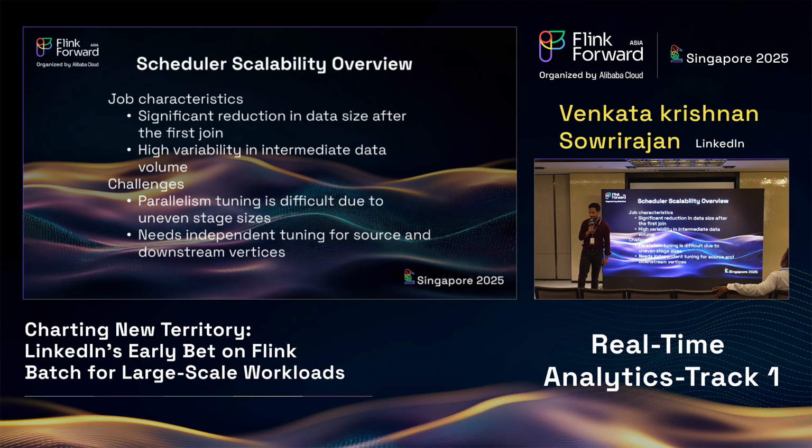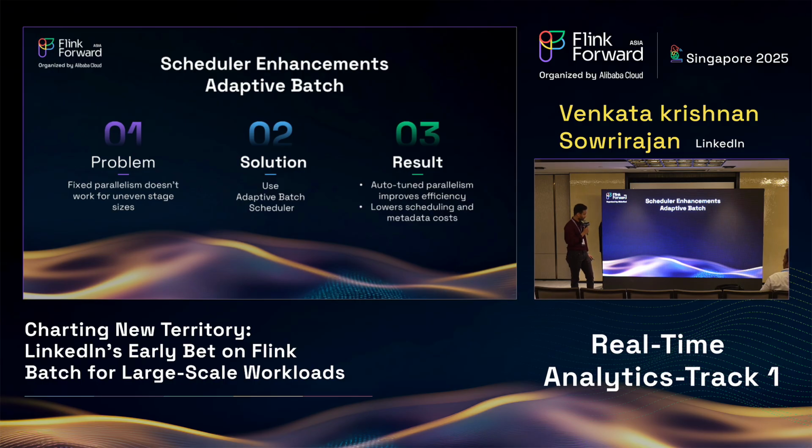Mainly, tuning the parallelism for different intermediate data sizes becomes difficult, and another thing is the source vertex and intermediate vertices require independent scaling, because we can have huge amounts of data to be scanned, but the data that gets generated at a later point in the job can go down. So let's look at this in detail.